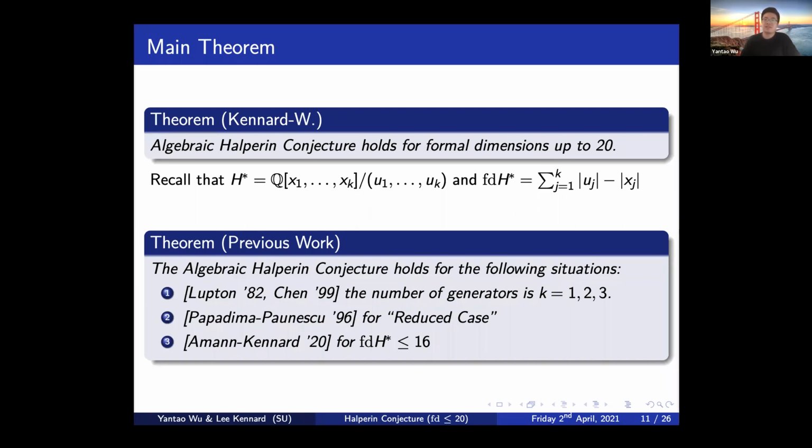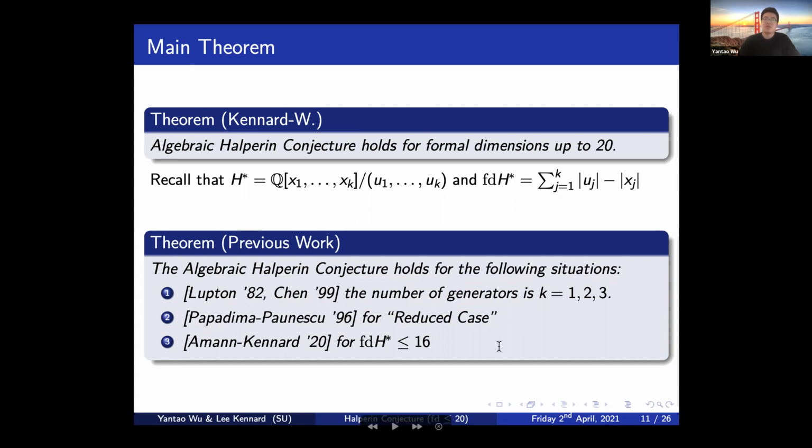There are many cases when the Halperin conjecture is already verified. The first is that it is true when the number of generators k is 1, 2, or 3. And it also holds for a reduced case. This means that the Halperin conjecture is generally true. And if we look at the general case, we might hope for an affirmative answer.